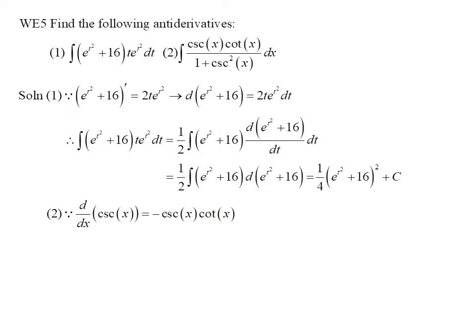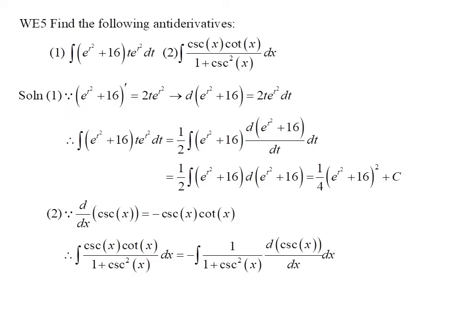As for question 2, since d dx of cosec x equals negative cosec x cotangent x, the antiderivative can be written as negative integral of the reciprocal of 1 plus the square of cosec x times d cosec x by dx, which equals negative integral of 1 over the sum of 1 and the square of cosec x d cosec x, which is arccotangent of cosec x plus c.